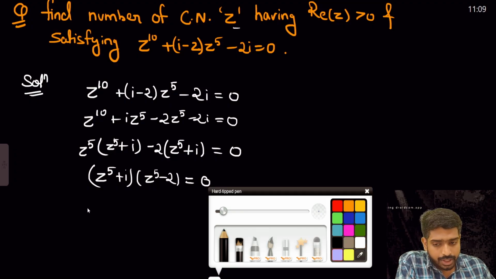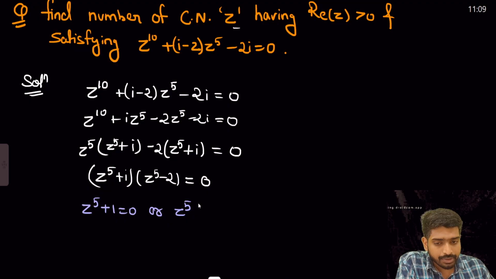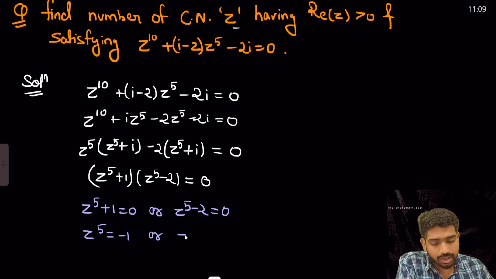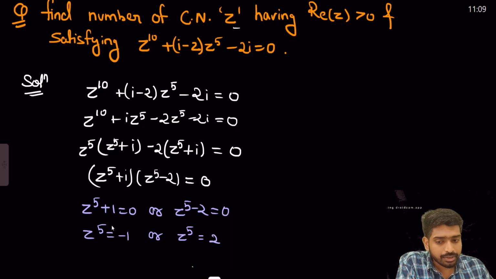From here we'll get two results. One result is z to the power 5 plus 1 equals 0, or z to the power 5 minus 2 equals 0. From here we'll get z to the power 5 equals minus 1, or z to the power 5 equals 2. Now we'll find the values of z.